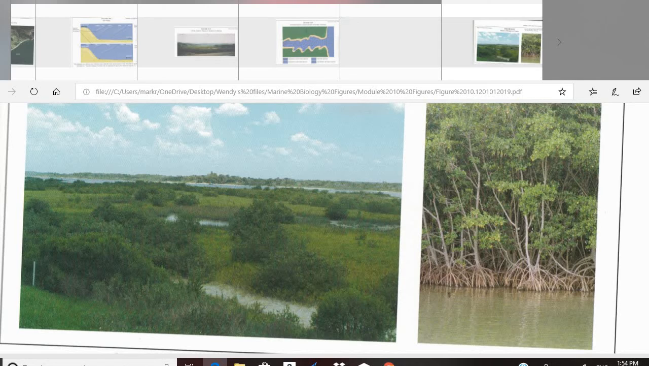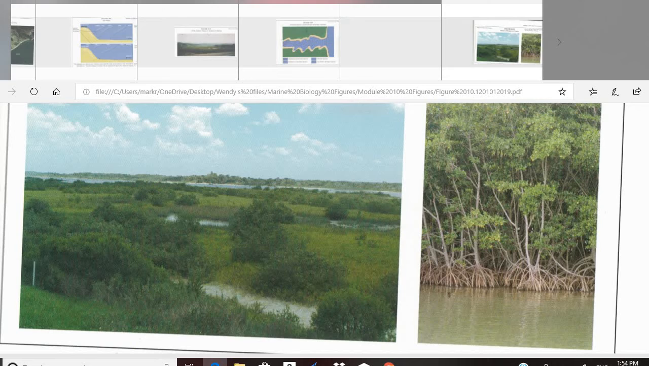And then also these roots that grow can actually grow out of the water so that they can get oxygen. And then there are some types of mangroves that have salt glands so that they can actually get rid of the salt. They can excrete the salt through their salt glands.